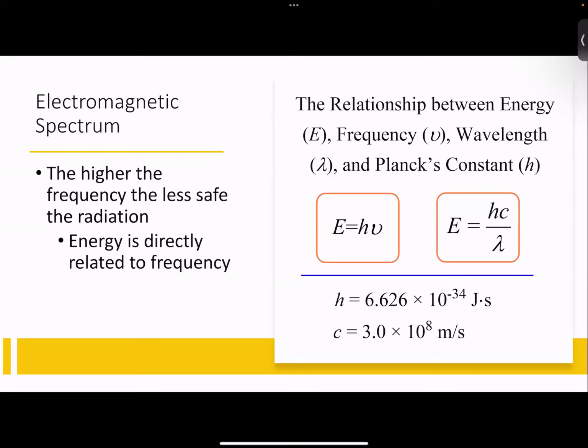Planck's constant, again, is a constant, and constants are always dictators of units. Planck's constant says that energy will be in joules. Planck's constant says that the time will be in seconds. The speed of light constant says that the wavelength must be in meters. So again, you have two dictators of units, and you have to pay attention to your units.